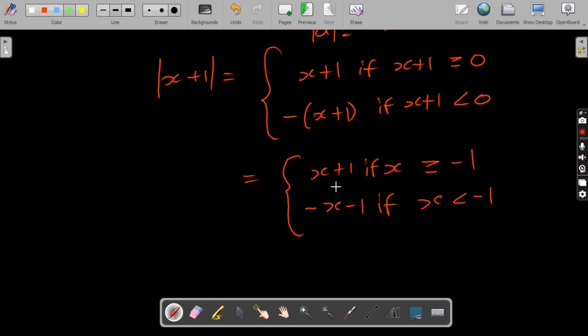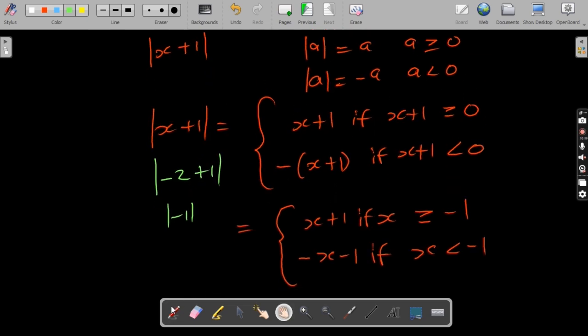So the first case is x plus 1 if x is greater or equal to minus 1. So if you pick a number which is greater or equal to minus 1, let's say 0, you substitute it there, then we now have the absolute value of 1. Absolute value of 1 is just 1. But now if you go in the opposite direction, and we choose a number which is less than minus 1, let's say minus 2, and we substitute it in there, this will now become the absolute value of minus 2 plus 1, which is the absolute value of minus 1. And we're going to apply the second case where we have to negate. That would be this. That is 1. That is what that caters for.